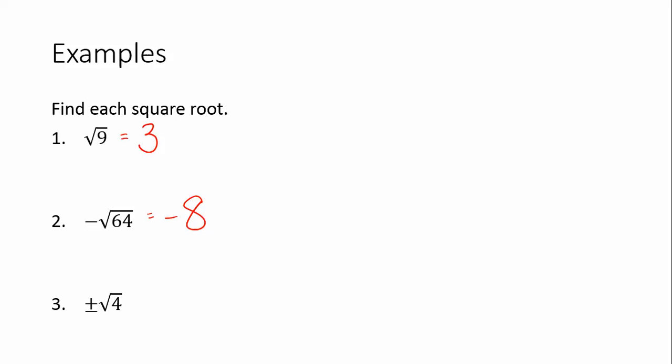3 is read plus or minus the square root of 4. The plus or minus just means we want the positive and the negative root. So the square root of 4 is 2, so you write your answer as plus or minus 2.